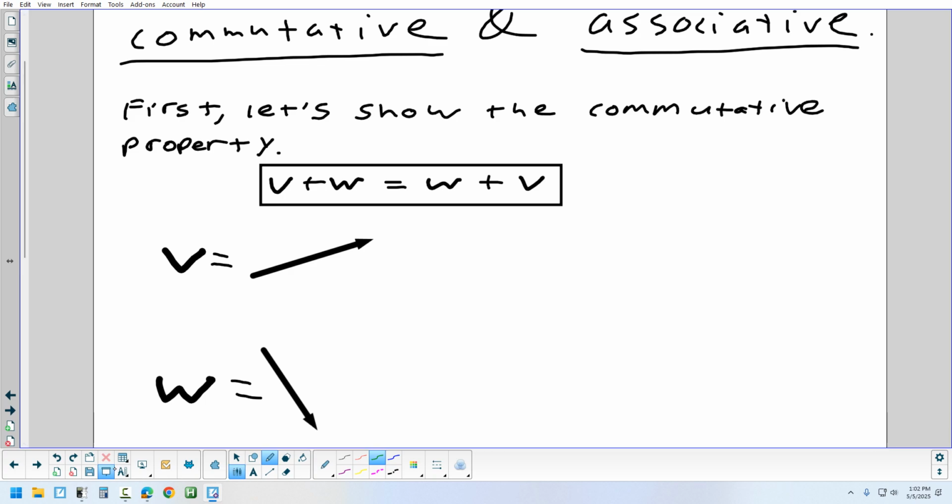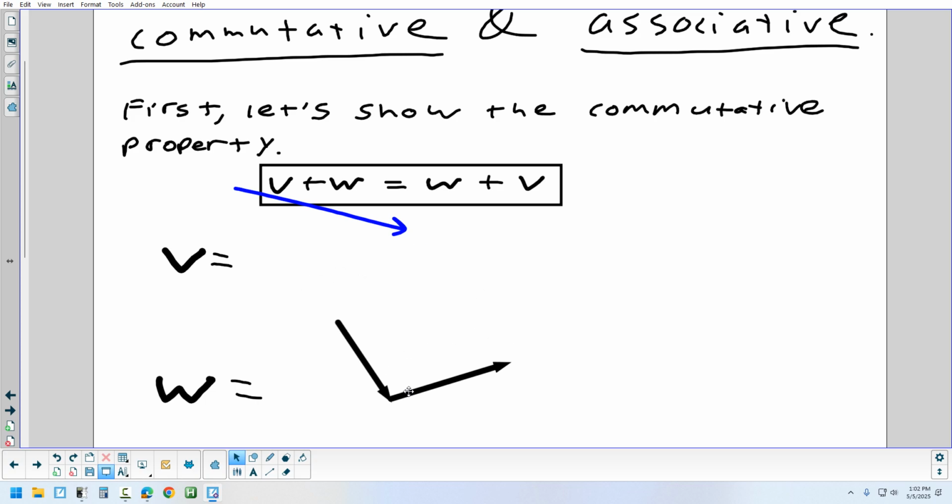So here's V, here's W. If I want to do V plus W, that means you put V down and then add W on the end of it. When I do that, again, the best I can draw it, that is the answer for V plus W. Just like that. Now I'm going to switch it and do W plus V. That means I'm going to put down W first, and then I'm going to put V on the end, like that. That is a different picture than what I had before. It's W with V on the end.